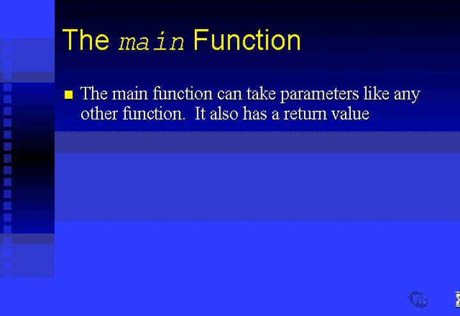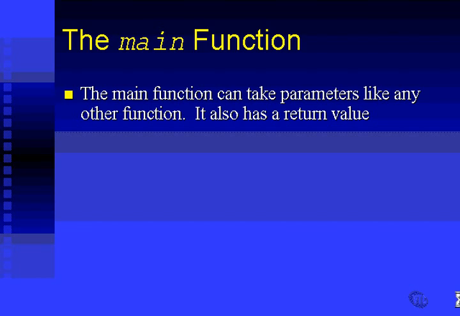The main function can take parameters like any other function. It can't just take any old parameters. There are actually two specific parameters that it can take if we choose to want to use those parameters. If we don't choose to use those parameters, as we have in the past not chosen to, then we can just leave the main function as taking no parameters at all. But if we want to, we can use those parameters.